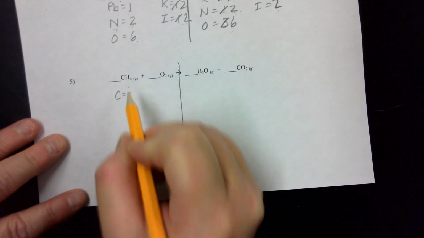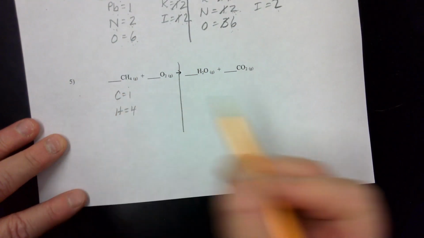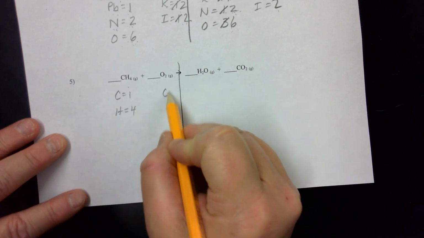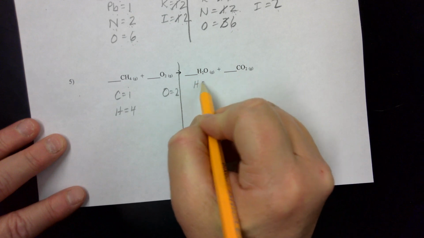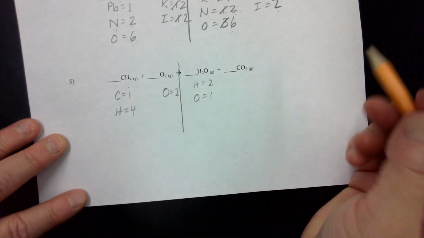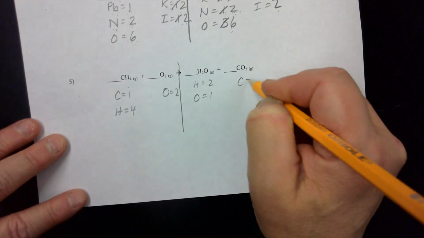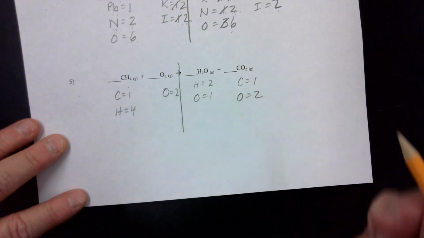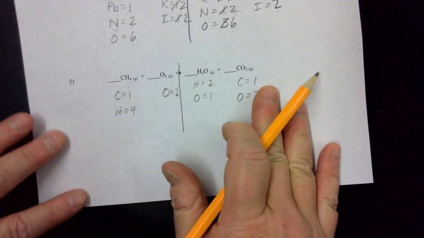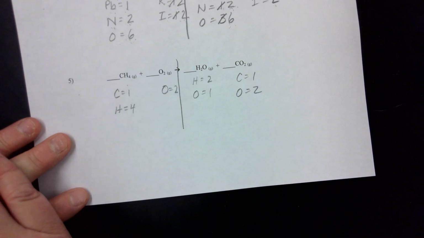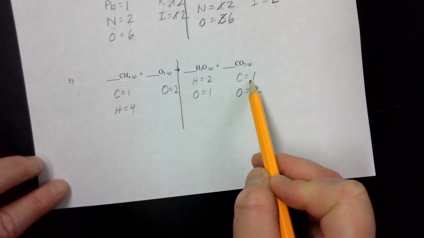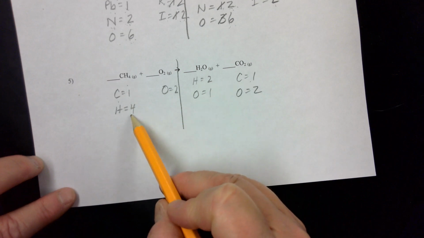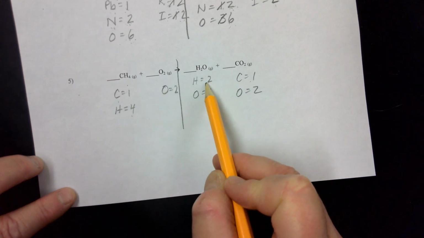CH4. I've got 1 carbon, 4 hydrogens. Under O2, I've got 2 oxygens. Under the water, I've got 2 hydrogens and 1 oxygen. Under the CO2, I have 1 carbon and 2 oxygens. Okay, so I've done my inventory. Now, looking at these elements one at a time. 1 carbon, 1 carbon. 4 hydrogens, 2 hydrogens.